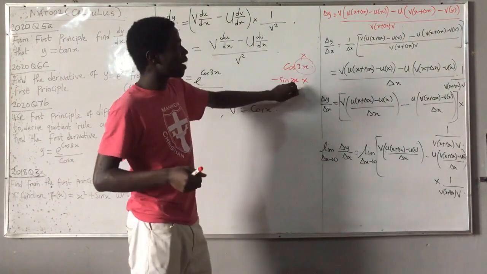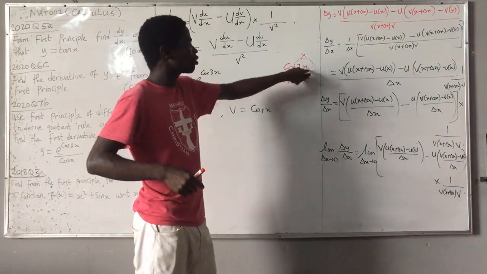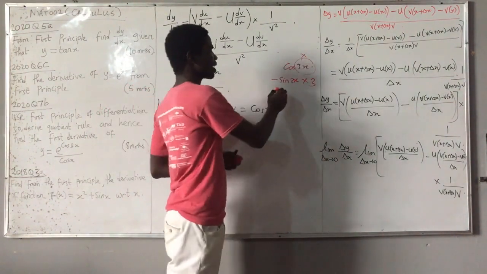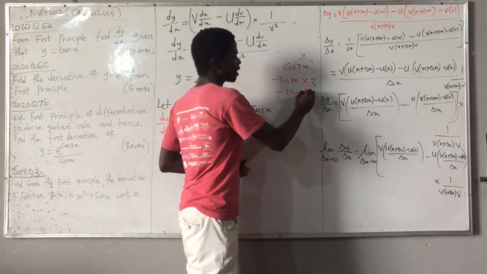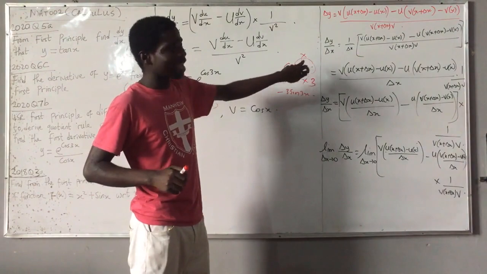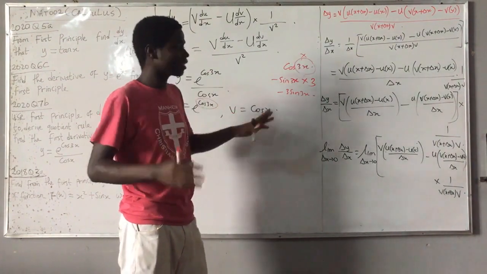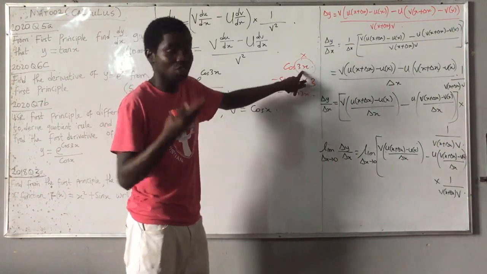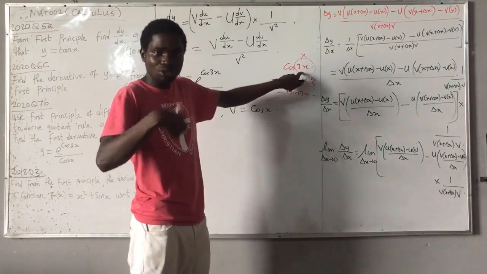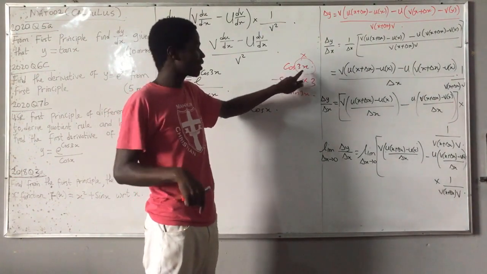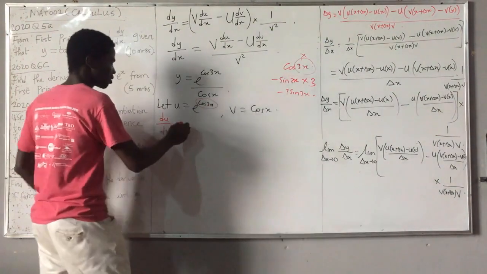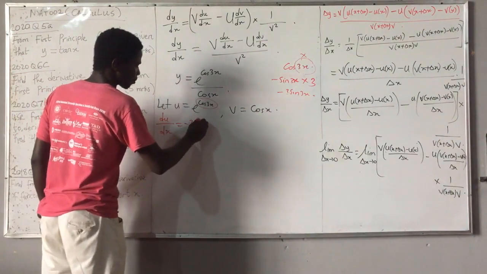Then multiply by the derivative of 3s. What is the answer? The answer is 3. So the answer is minus 3 sine 3s. Listen to it again. Do as if it is cos s. Differentiate it. The answer is minus sine s, but it is not s, it's minus sine 3s times the derivative of that thing, 3s, which is 3. So this is minus 3 sine 3s.